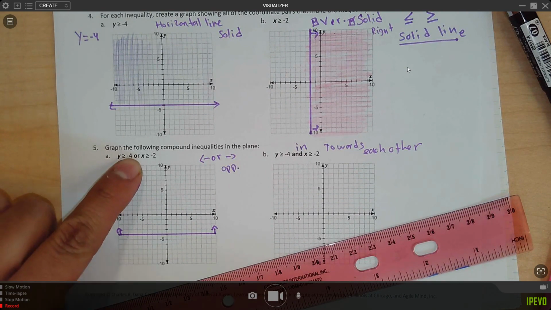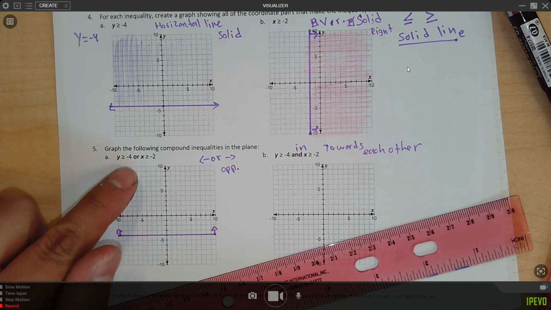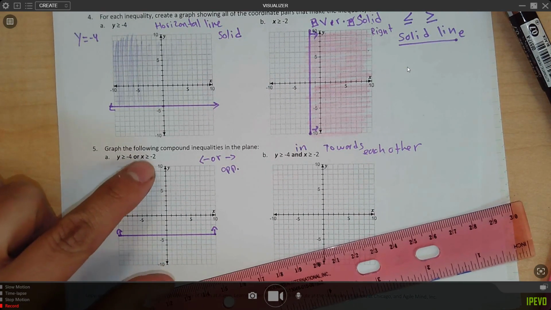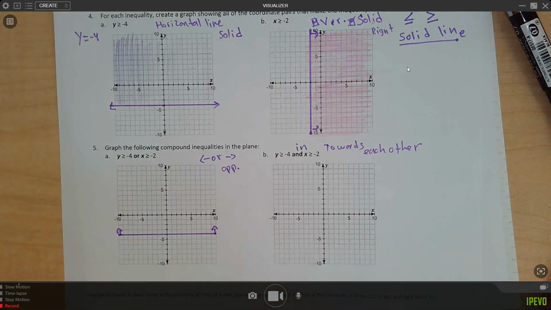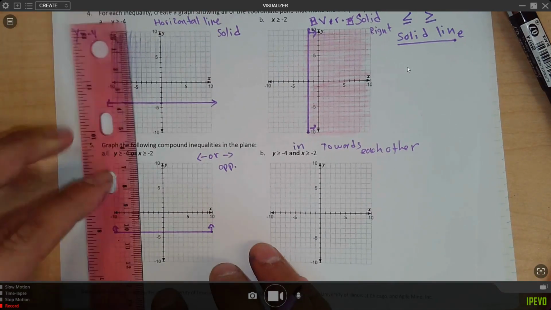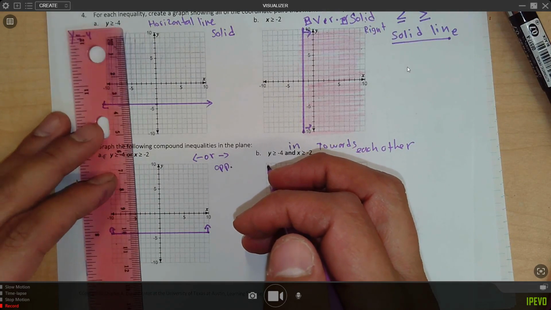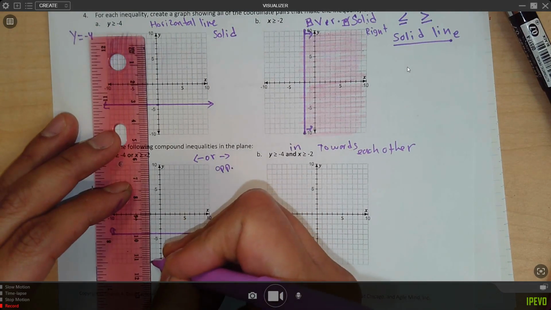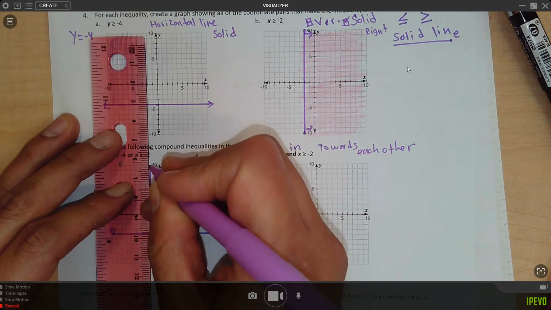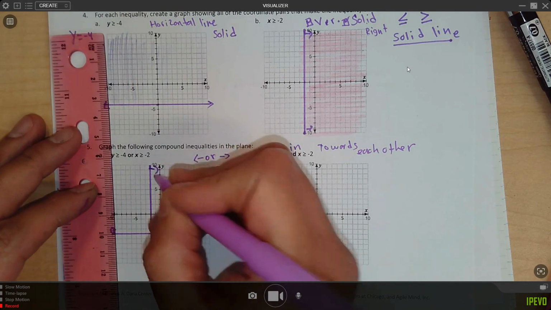Let's go to this one here. It says x is greater than or equal to -2. So we're going to go here. -2 is solid. Yeah, solid line. And it looks like this one will be pointing to the right.